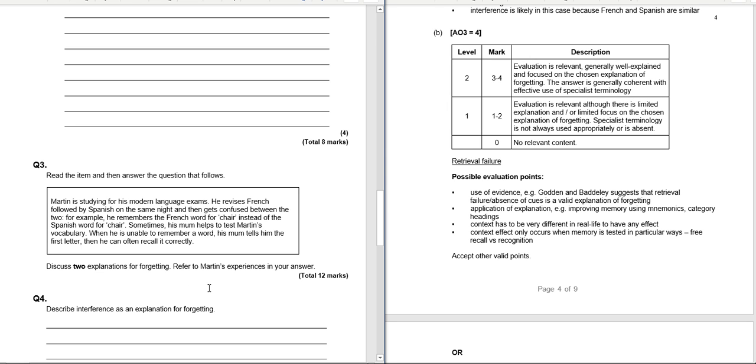So we've got discuss 2 explanations for forgetting, refer to Martin's experiences in your answer, and then we've got this stem here. It is quite similar to the previous question in the sense that it's looking at language, and it's probably looking at interference again. So this time we've got discuss, which is the command word. And discuss in a lot of ways, generally for you would mean outline and evaluate. But what it really means is that you're going to weigh up, you're going to talk about pros and cons of something.